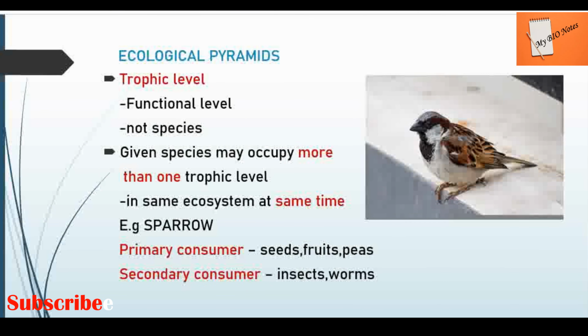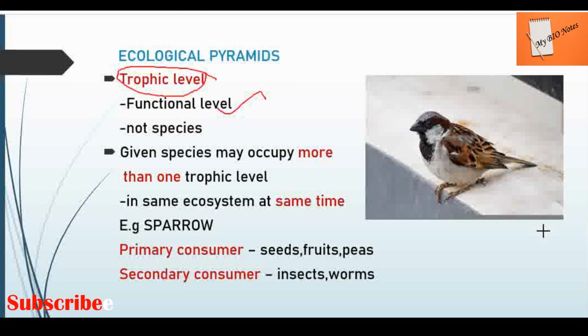Next, in this ecological pyramid, the trophic level is the functional level. Because of this, the whole pyramid becomes functional and energy flow takes place. You must not misunderstand the trophic level as a species. The trophic level is a functional level, not a species. Make that clear about ecological pyramids.